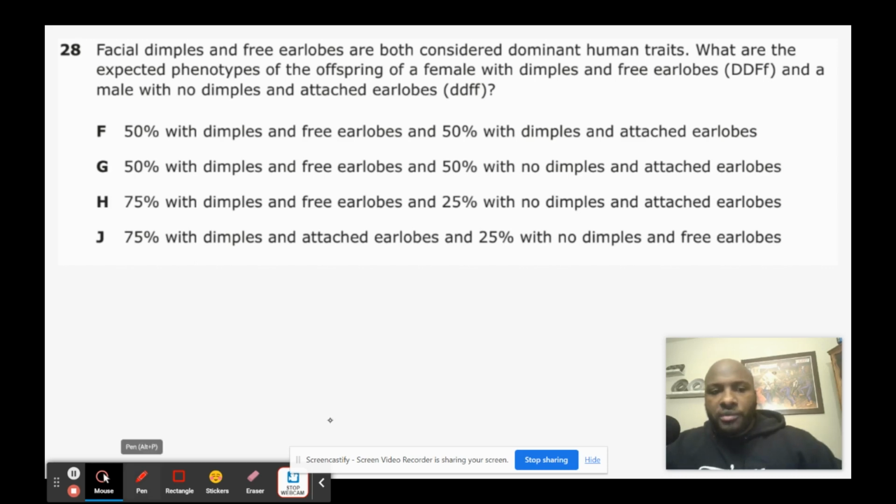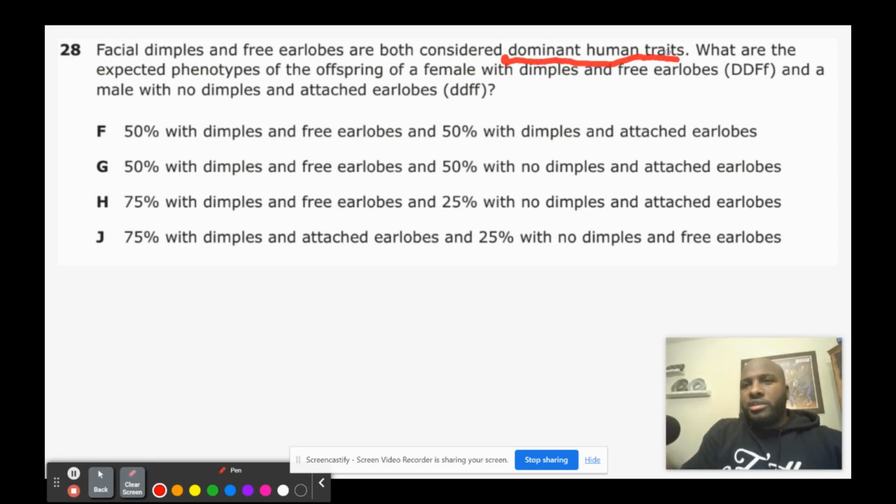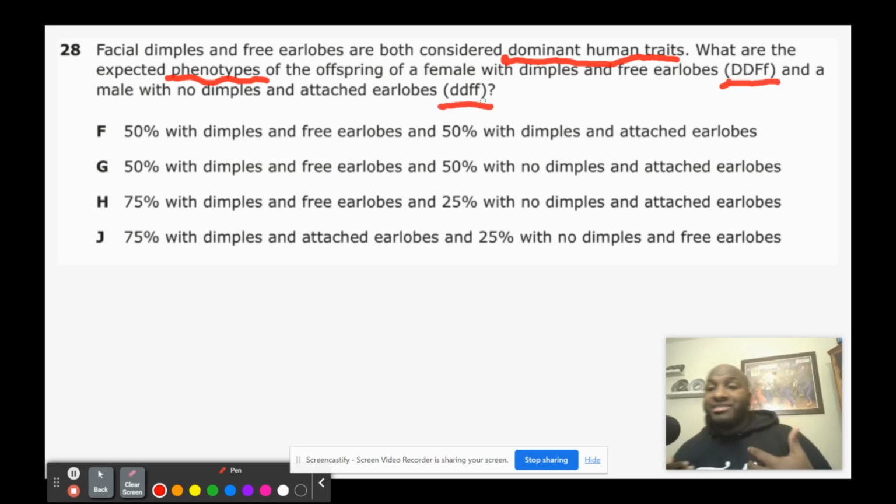Here's a fun one. This question is saying, facial dimples and free earlobes are both considered dominant traits. I'm going to underline that. Dominant human traits. So, what are the expected phenotypes of the offspring of a female with dimples and free earlobes, and a male with no dimples and attached earlobes? First thing is the phenotype. Is that the code, the letters, or is that the actual physical appearance, what we can see? If you said what you can see, that is correct. So based off of this genotype, what are we going to actually see with our own two eyes?